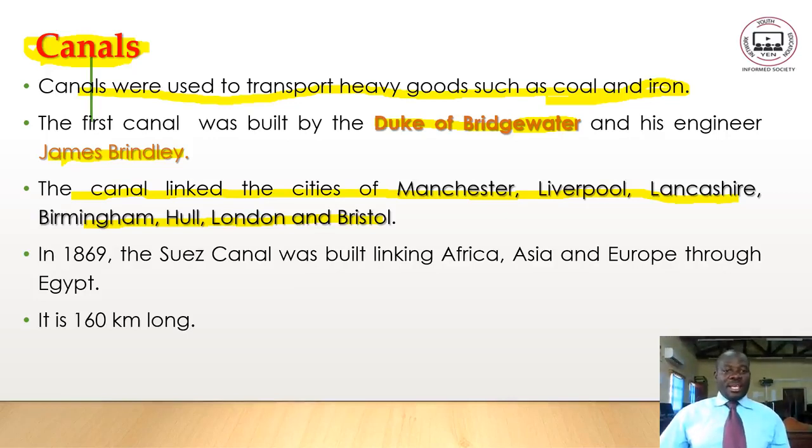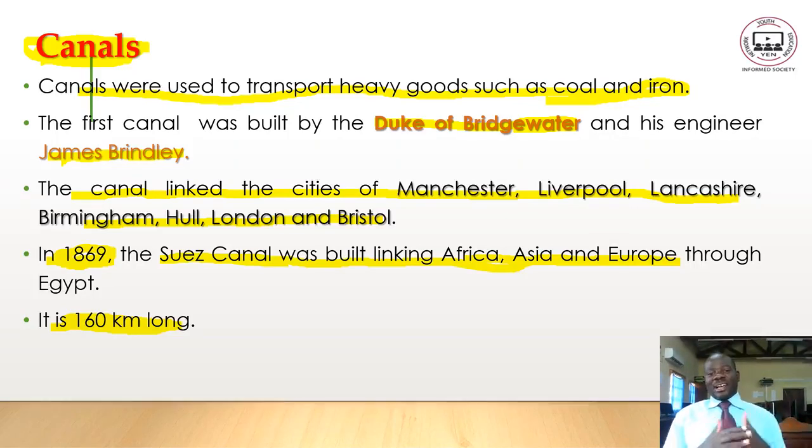And again, in 1869, the Suez Canal was built, linking Africa, Asia, and Europe through Egypt. It is 160 kilometers long. You know, the Suez Canal is somewhere in Egypt there. It is linking three continents: Europe, Asia, and Africa.